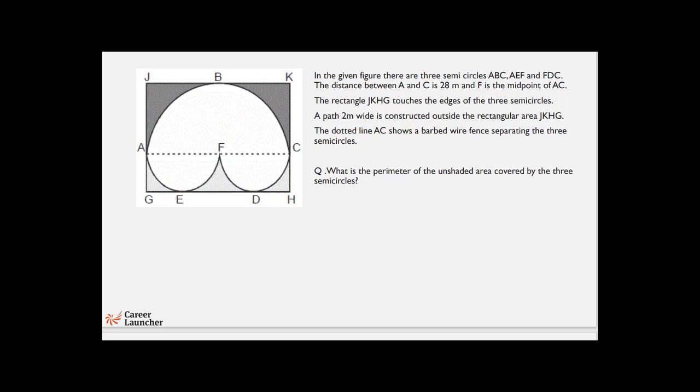In the given figure, there are 3 semicircles ABC, AEF, FDC. The distance between A and C is 28 meter and F is the midpoint of AC. That means the radius of semicircle ABC is 14 meter, and the radius of semicircle AEF, which is equivalent to the radius of semicircle FDC, is 7 meter.